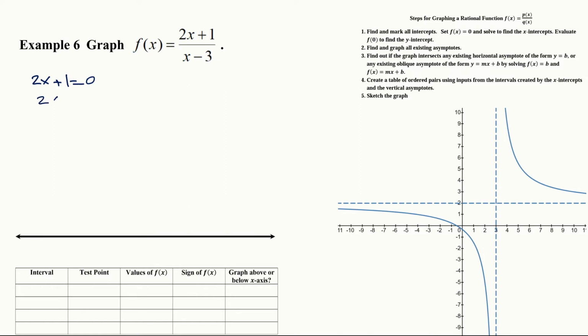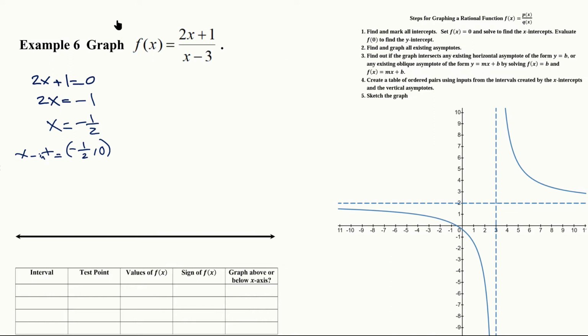And we get 2x equals negative 1. I'm getting ahead of myself. And so x equals negative 1/2. All right, so our x-intercept is going to be (negative 1/2, 0). And for the y-intercept, all we have to do is find f of 0.